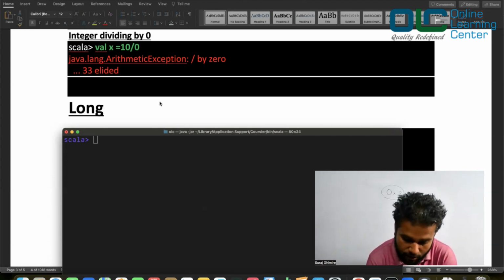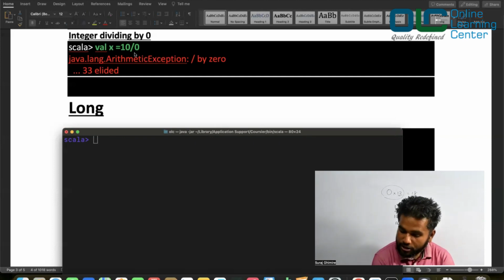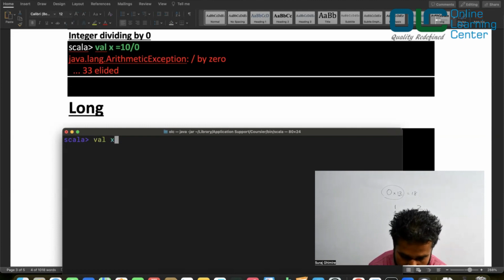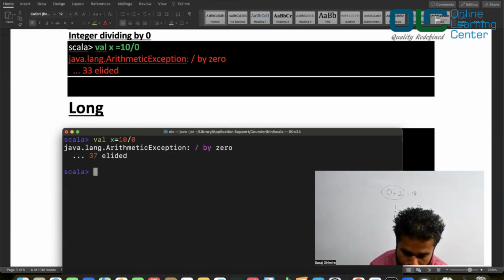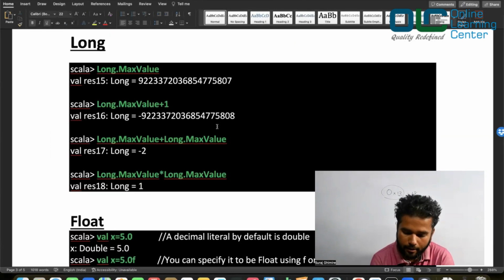If you study the exception, you will be able to solve the problem within no time. Okay, let's check this out. So 10 divided by 0 will always give you an arithmetic exception. Just say x is equal to 10 by 0, and this gives you an exception which says, hey, dividing by 0 is not allowed. Now let's move to the next topic, that is long.